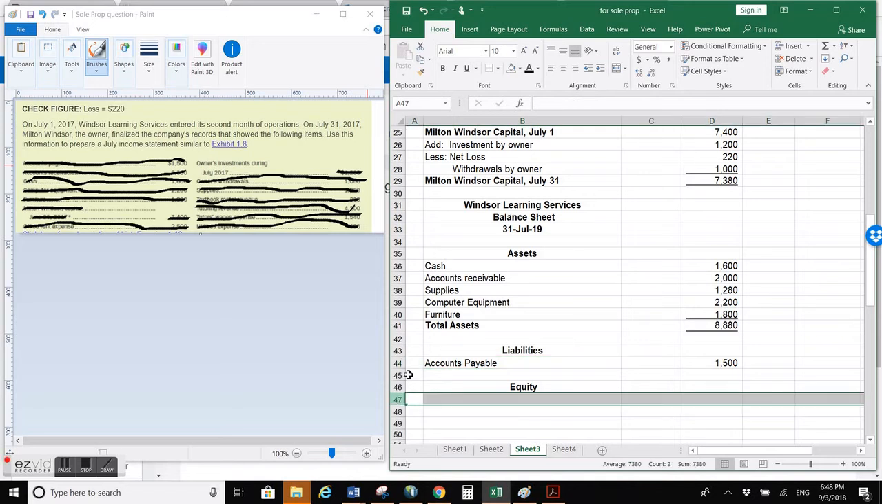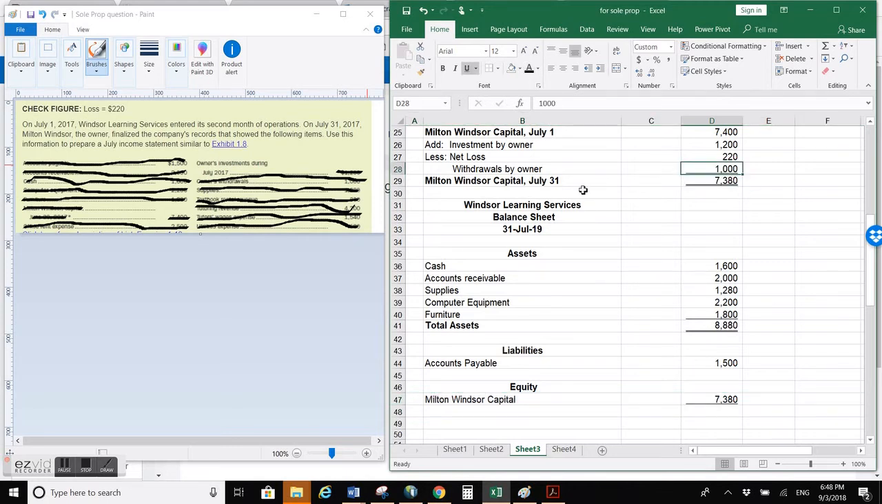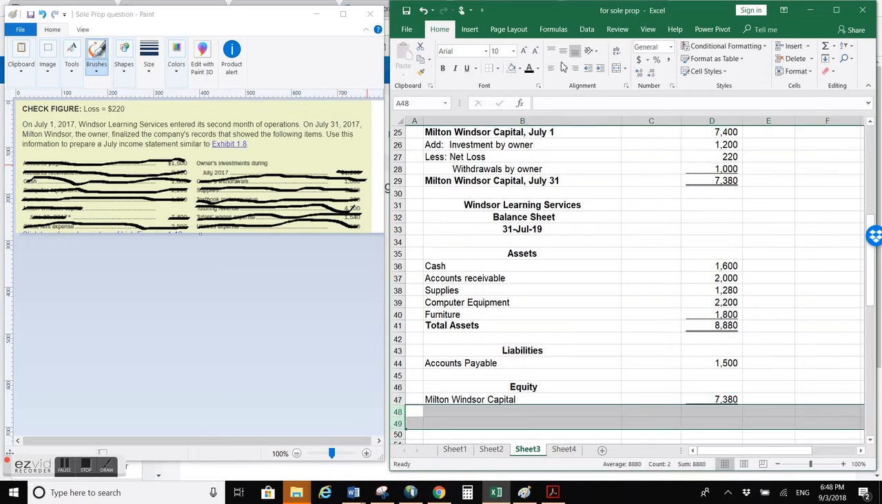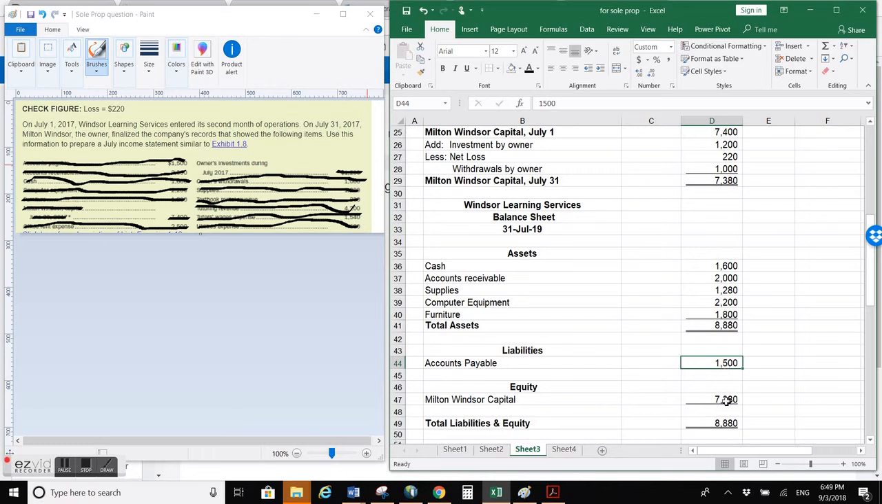Finally, we have equity, and equity is the owner's stake in the company. We calculated Milton Windsor's capital at July 31st up here. That's the same number that goes down here. It is for July 31st, and that is when the balance sheet is for also. So once we do that magic trick, hot dog, if we take our total liabilities, add it to our total equity, we get the exact same amount as our assets right there.